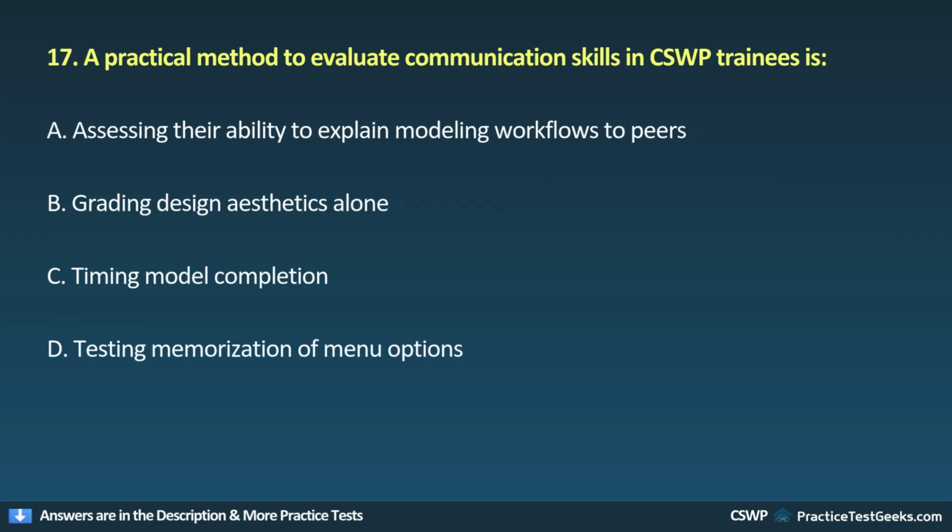17. A practical method to evaluate communication skills in CSWP trainees is: A. Assessing their ability to explain modeling workflows to peers. B. Grading design aesthetics alone. C. Timing model completion.